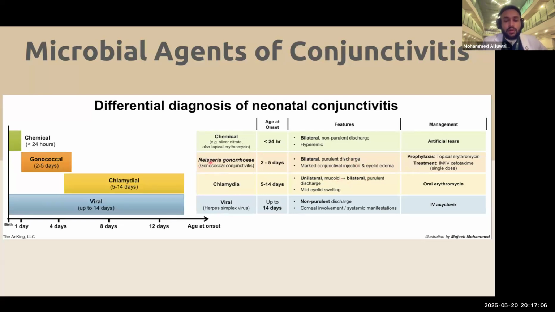And it's usually mucopurulent discharge. How do we treat this? For Neisseria, if we want to give prophylaxis, we give topical erythromycin. To treat it, we give ceftriaxone. Remember that. For chlamydia, it is oral erythromycin. This causes inclusion conjunctivitis if it's in newborns. I just want you to remember both of these. Ignore the rest.